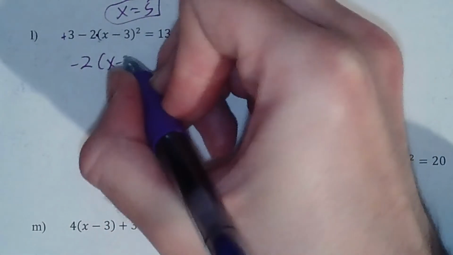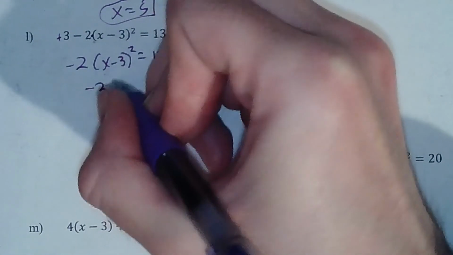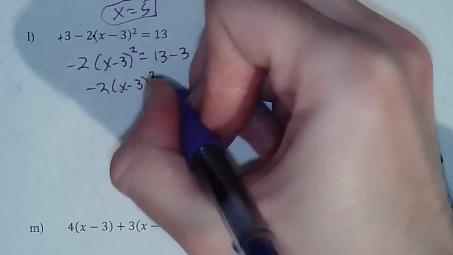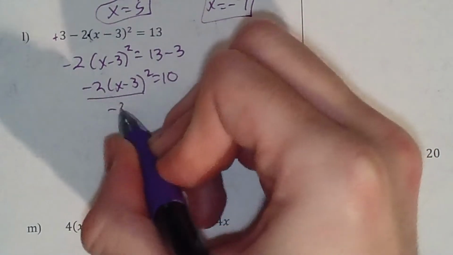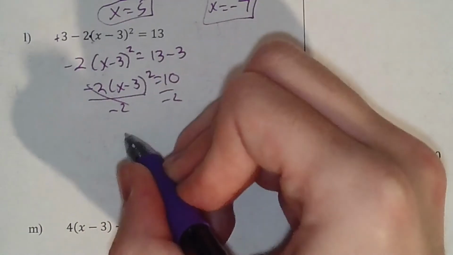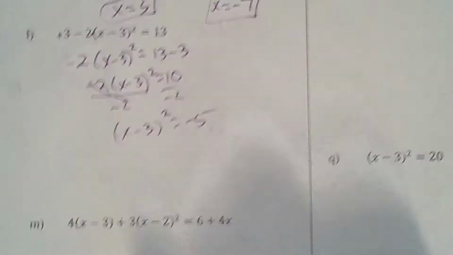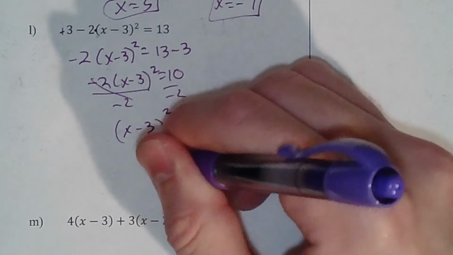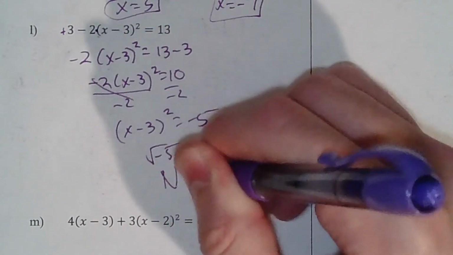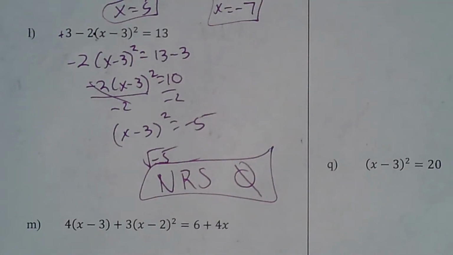Negative 2, x minus 3 squared equals 13 minus 3. Then we divide both sides by negative 2. And now we see this x minus 3 squared equals negative 5, and we just know, oh yeah, we're doing the square root of negative 5. No real solutions. Empty set. Nothing going on, guys. No answer. Easy problem if that's the case.